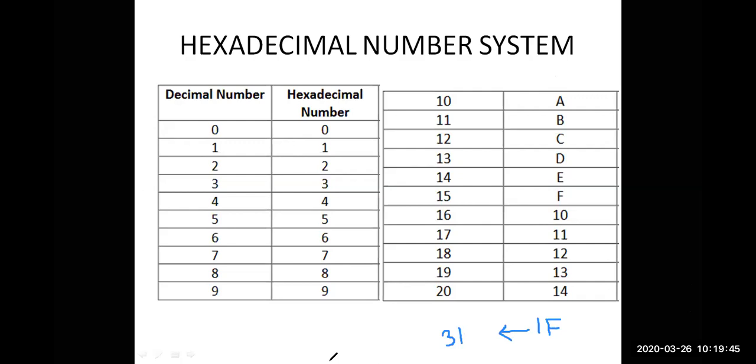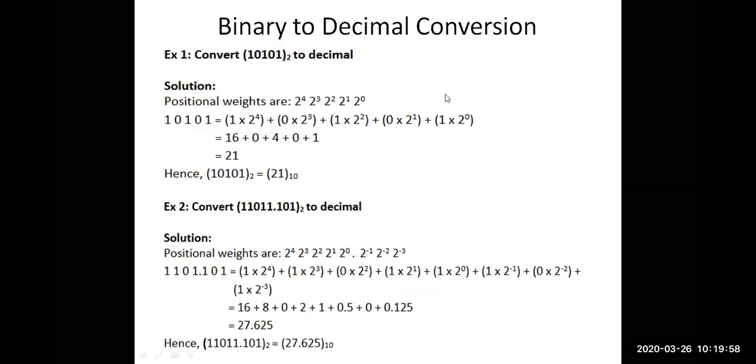So these were the hex numbers. You will learn about hex numbers later. Okay. The next thing is conversion from binary to decimal. We have seen this yesterday, how to convert a binary number into decimal. For that, we should know the positional weights, right?